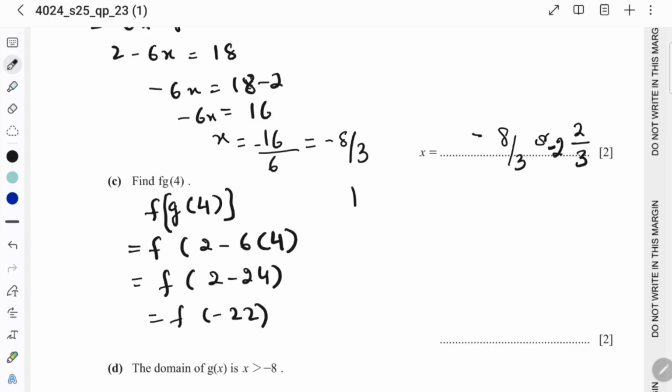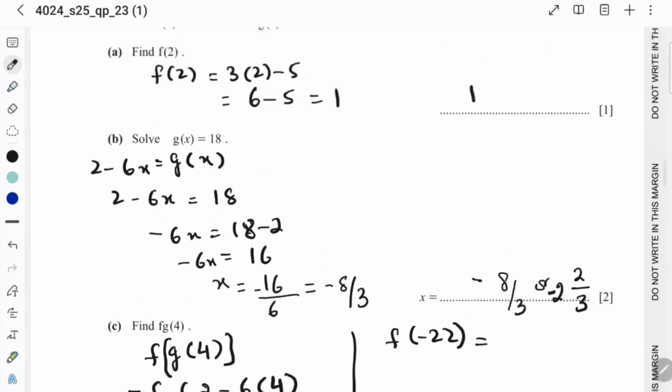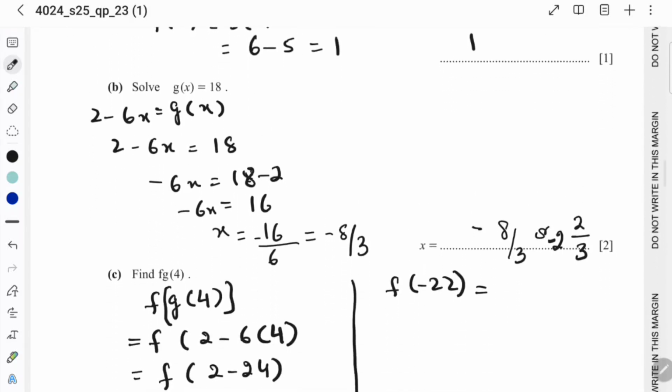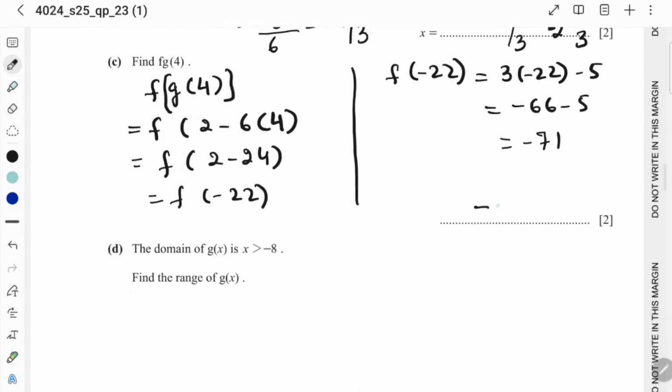Alright, now we are finding out what f of minus 22 is. You know that f of x is equal to 3x minus 5. So just put minus 22 in place of x: 3 times minus 22 is minus 66, and minus 5. So that is minus 71. Now move to the next question.